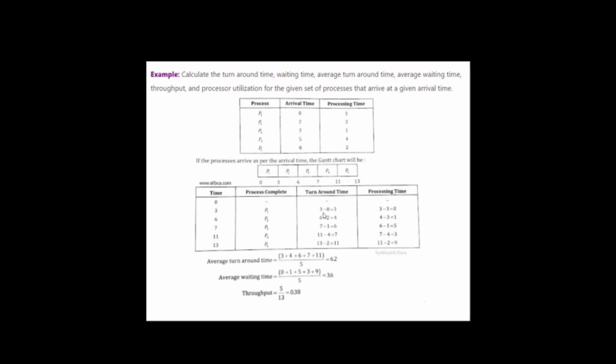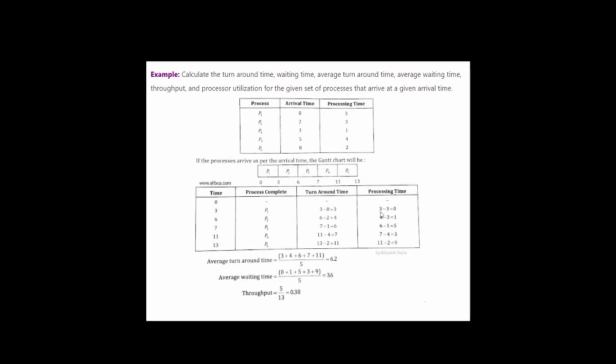So here we do 3 minus 0, 6 minus 2, 7 minus 1, 11 minus 4, and 13 minus 2, and we compute all these results. All these results get added and divided by the total number of processes, and we get the average turnaround time.